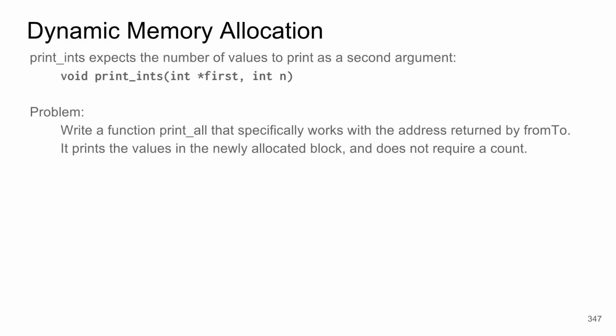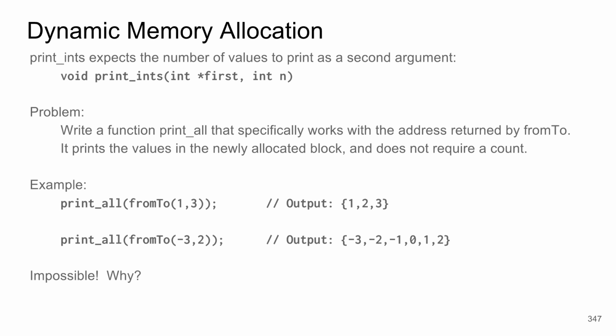Joseph, do you have any ideas? Would this be possible? What's the question? So could we write a function called printAll that specifically works with an address returned by from to, such that it prints the values in the array without knowing the count? Is that possible? I'm not sure.